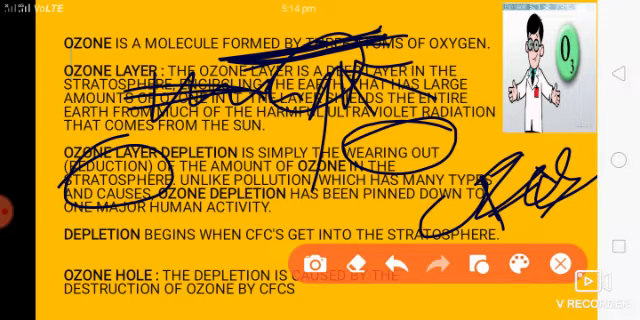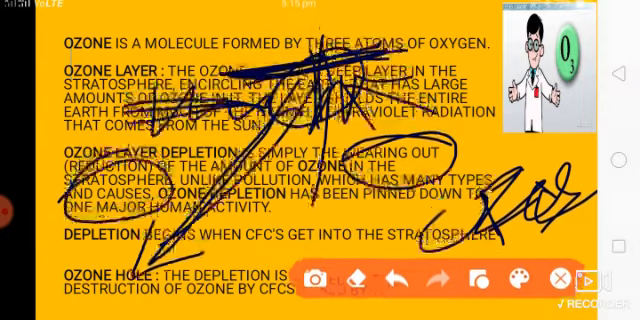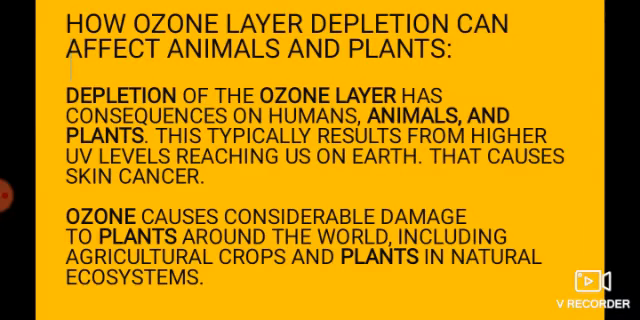So when the CFC gets into the stratosphere, this depletion of ozone layer happens, and this depletion of ozone layer also causes the ozone hole. Got it? The ozone hole is the depletion caused by the destruction of ozone by CFCs, and it is called the ozone hole.